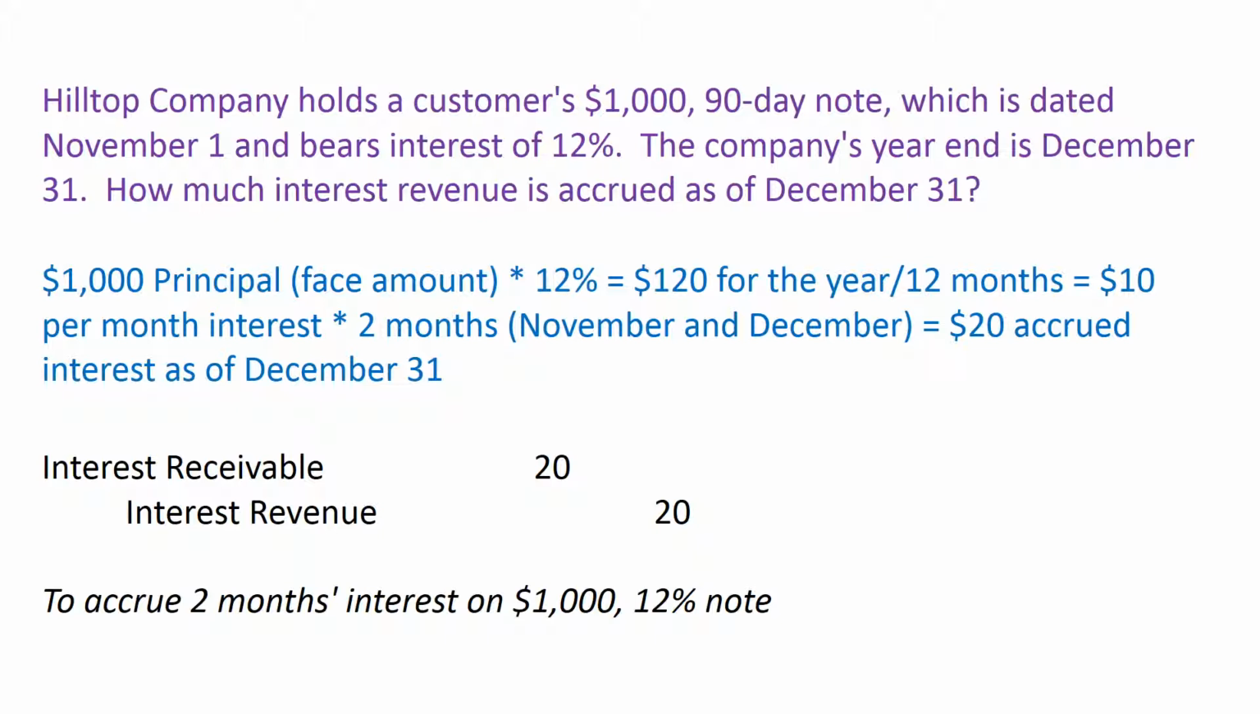To record the accrued interest, the following adjusting entry is made in the General Journal. Debit interest receivable, $20. Credit interest revenue, $20, to accrue 2 months interest on $1,000 12% note.